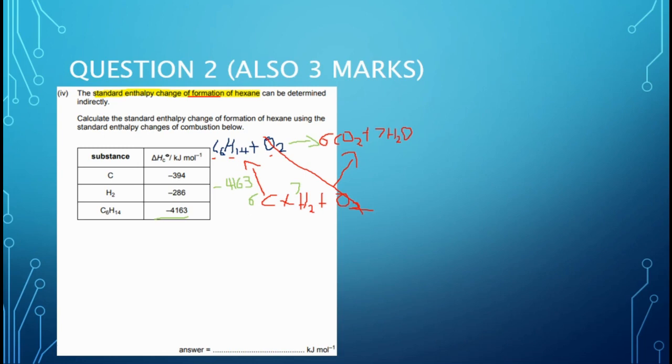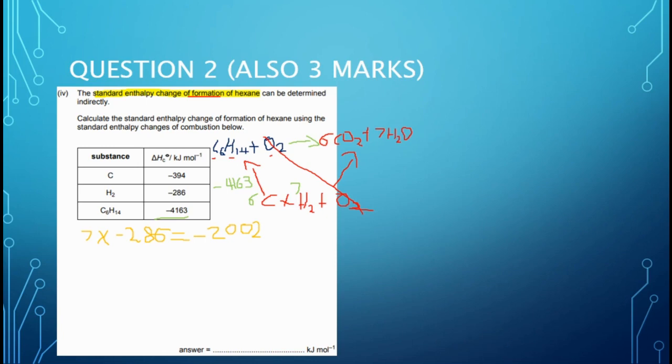Now, the first bit they ask is hydrogen. We have 7 hydrogen this time. So if we have 7 hydrogen, we have to do 7 times minus 286. Which, if we work it out, gives minus 2002. Now, we have one set of values for this.